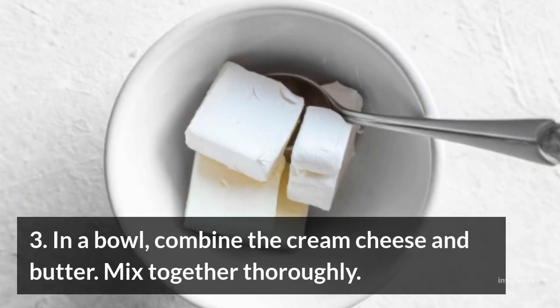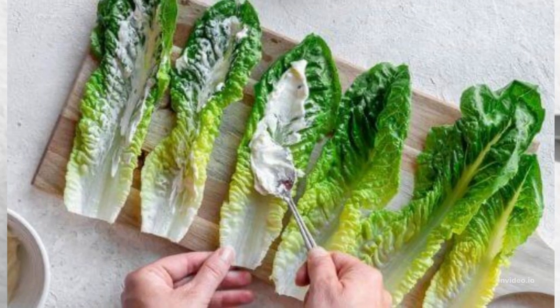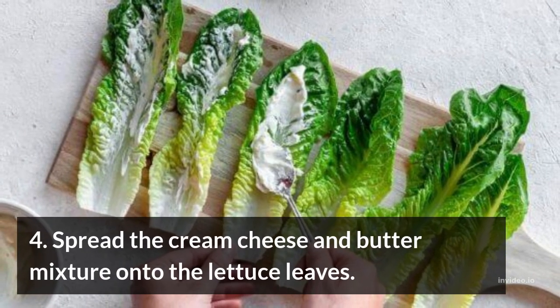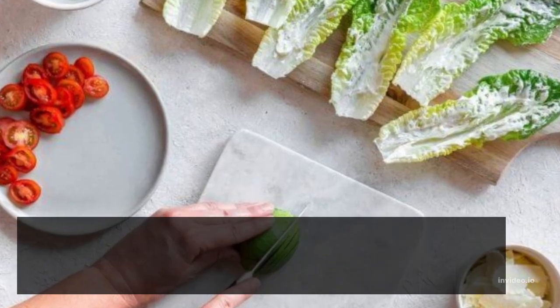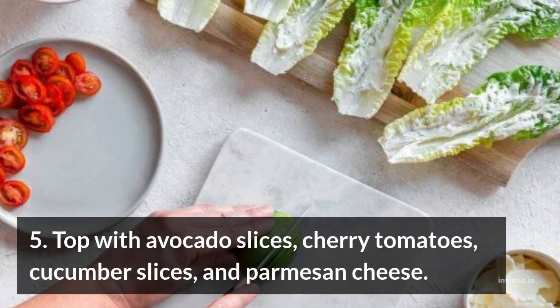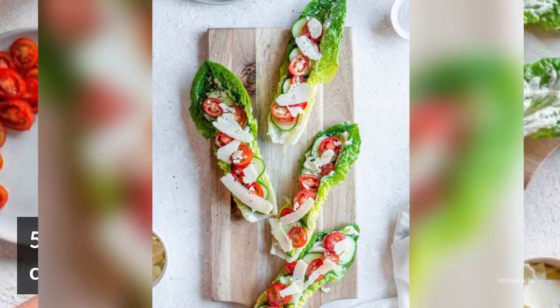3. In a bowl, combine the cream cheese and butter. Mix together thoroughly. 4. Spread the cream cheese and butter mixture onto the lettuce leaves. 5. Top with avocado slices, cherry tomatoes, cucumber slices, and parmesan cheese.